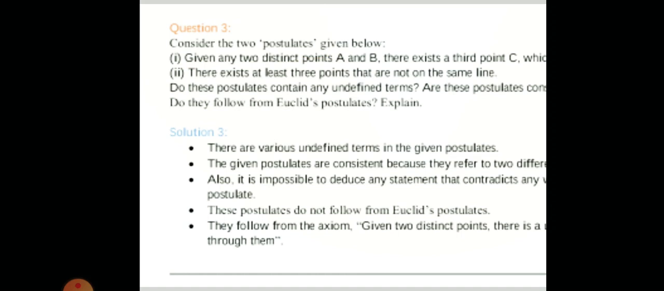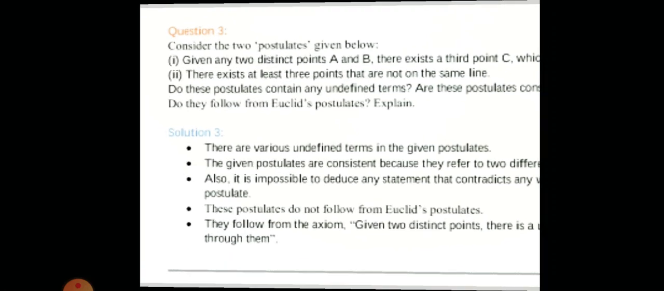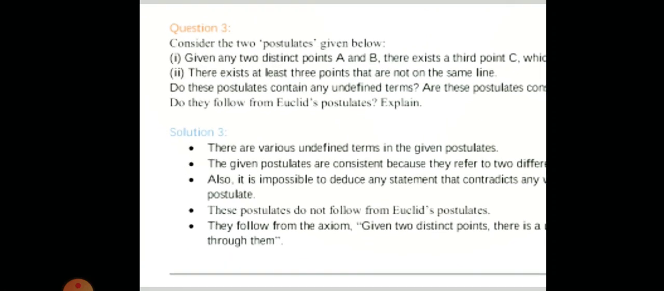Given any two distinct points A and B, there exists a third point C, which is in between A and B.